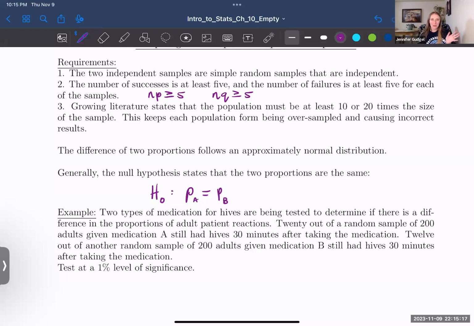We think that they're equal generally. All right, the null hypothesis, our preconceived notion is that their proportions are equal, and their alternative is going to fill in what we're trying to show, our claim.